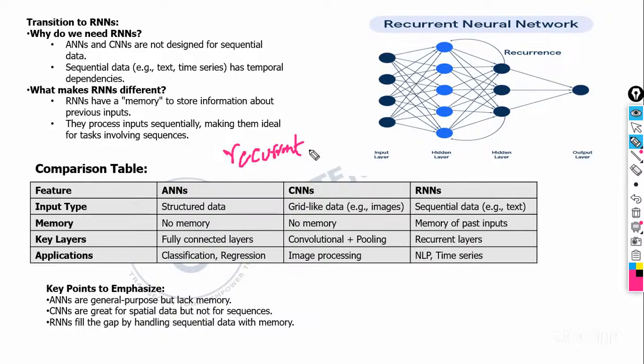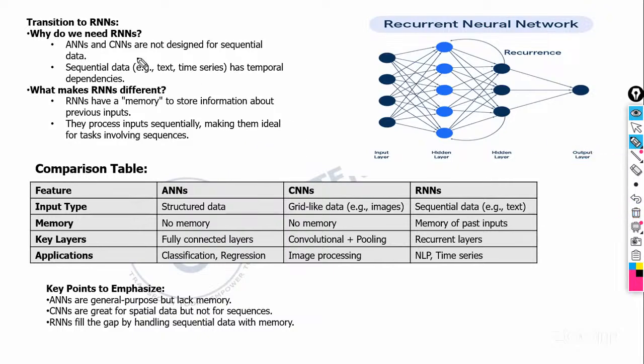So when we are discussing the architecture of RNN, I'll be explaining why RNN is named recurrent neural network. It's a type of neural network where something occurs repeatedly. What is going to occur? That part we are going to discuss as part of the architecture and the working principle.